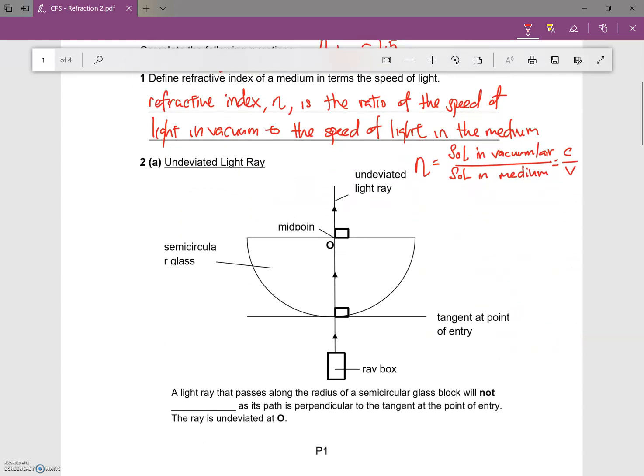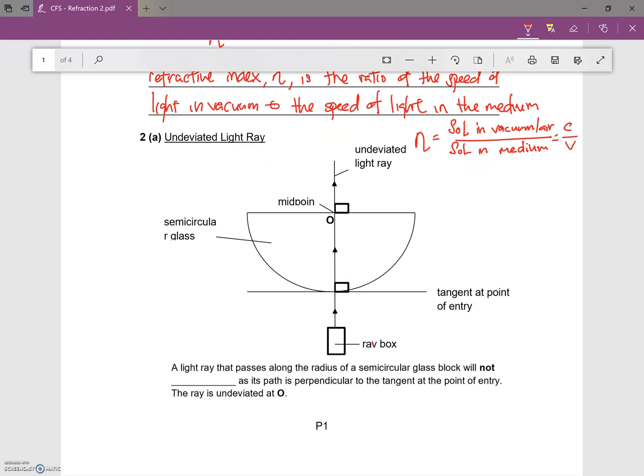So first one, 2A, undeviated light ray. Now imagine this is a ray box. When we are shining, it shoots out a ray of light. So when the ray of light goes through the circumference to the center of the circle, you realize that the light ray is not deviated. At this point, there's no bending of light. Why is it so? It's because this is one of the properties of a circle.